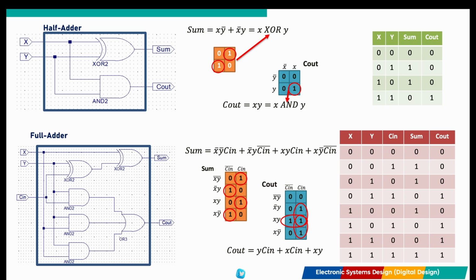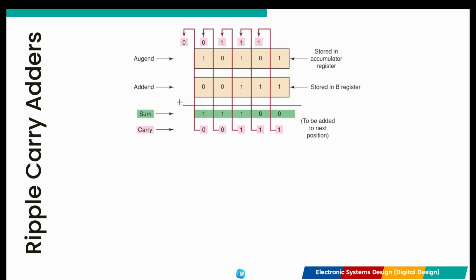Now that we have designed a single full adder, how do we scale it up to add large numbers? Say, for example, to add 5-bit numbers as shown here. To do so, we simply arrange 5 full adders in a chain.